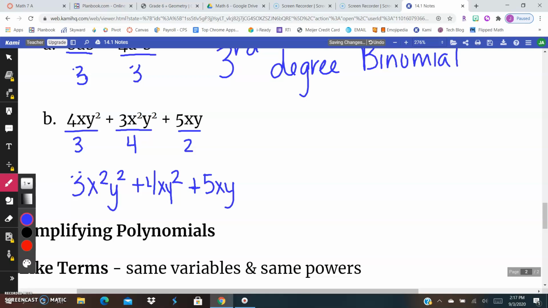And our degree here was 4. The highest degree was 4, so this is a 4th degree. And then for our polynomial name, how many chunks does it have? It has 3 different chunks, so this would be a trinomial.